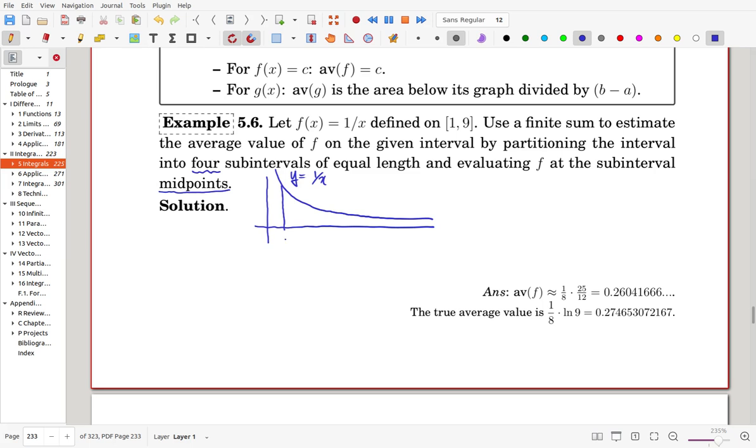Now from 1 to 9, we have to get 4 subintervals. We have to use the midpoint value. The midpoints are 2, 4, 6, and 8. We have to use that midpoint value, and the rectangles must be drawn in this way, with the height here, and again here, and again here. So the summation of these 4 rectangle areas will be the approximation. So for each subinterval, the approximation is given in this way.